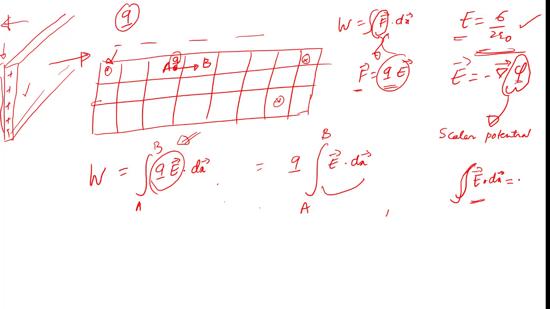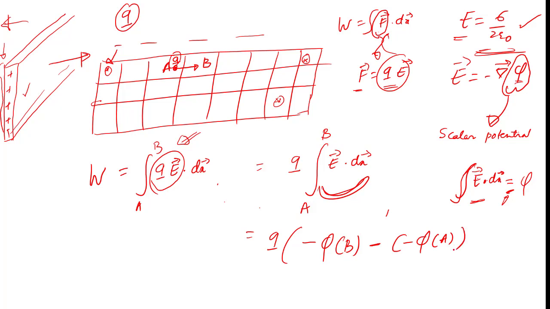So if I give it some function phi or minus phi, we'll see why we want the minus sign here a little later. Then I can write this as Q times this integral itself is minus phi, right? So I would have minus phi at B minus phi at A. So then that means this would be Q times positive phi A minus phi B.